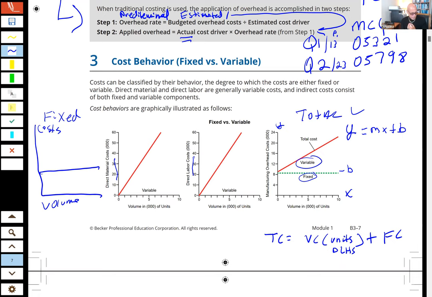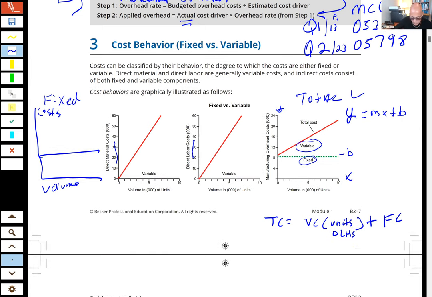Now, that's not necessarily what we're getting into here at this point in time, but we will be able to use things like regression analysis, like the high-low method, to actually predict what we think those overhead costs are going to be and then come up with a predetermined overhead rate. We'll talk more about that later, but right now we're just focusing on the way the costs behave as they fall into these categories of fixed and variable.